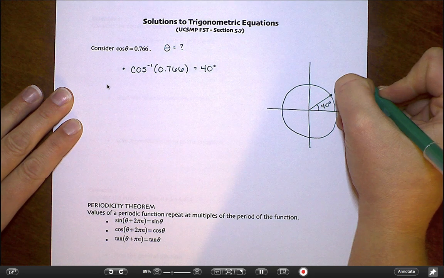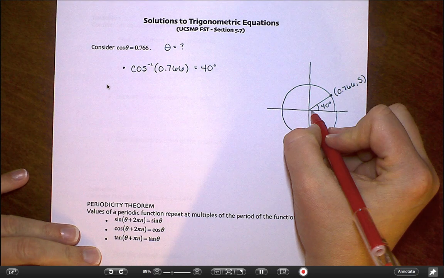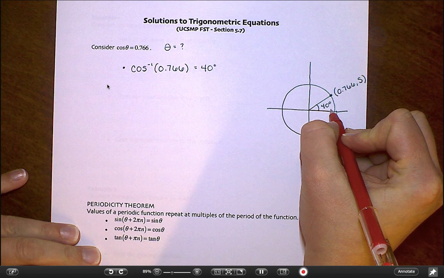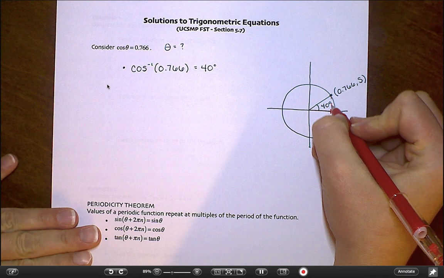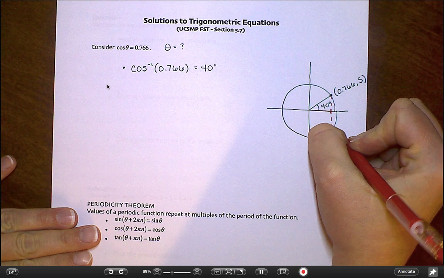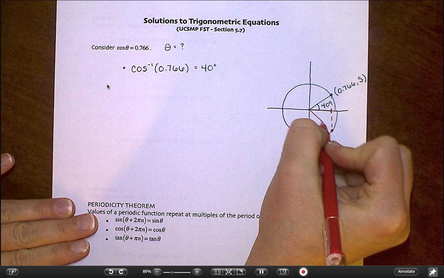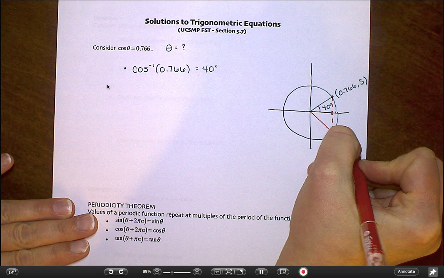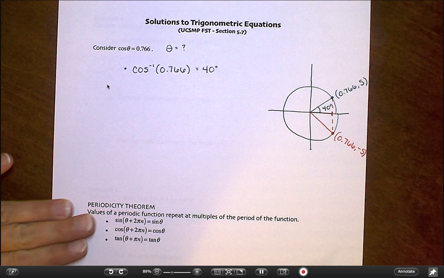And then there's going to be some sine value too. I don't know what it is. Doesn't matter to me. But that cosine value, that 0.766, is really representing the x value, right? It's really saying how far out along the x-axis that point is. And there's another point that is that same distance away that would have that same x value, and that's going to be down here. So whatever angle this is is also going to have a cosine of 0.766. And then it's going to have a sine value that's the opposite of the one that's up above it, right?